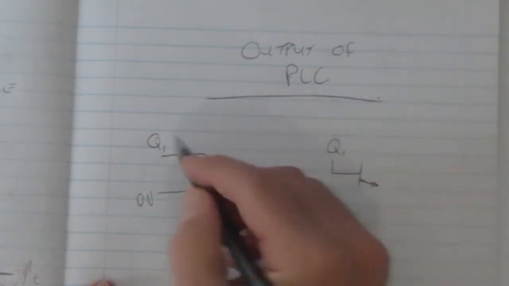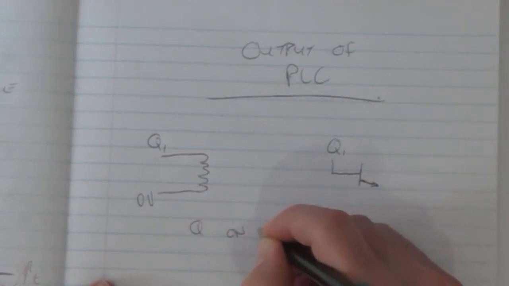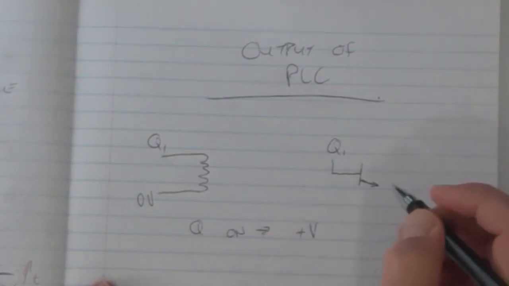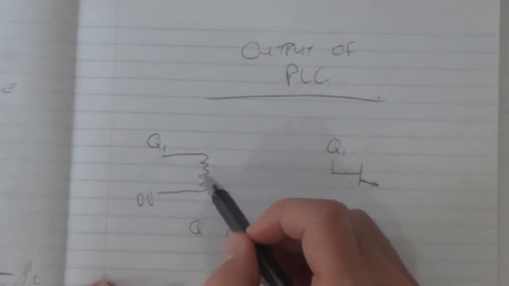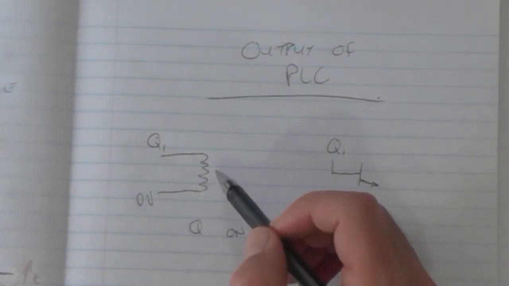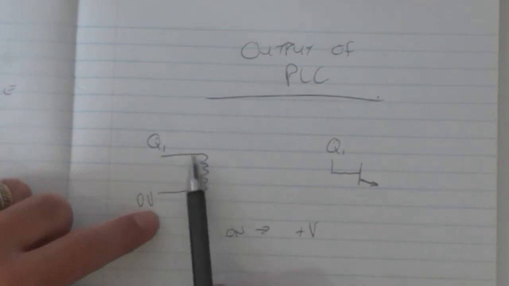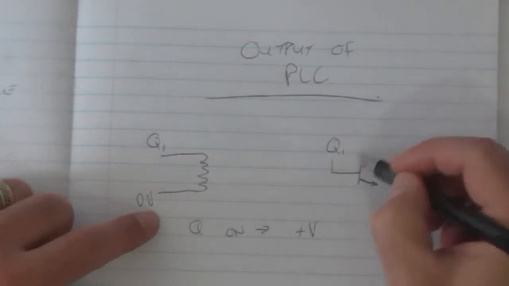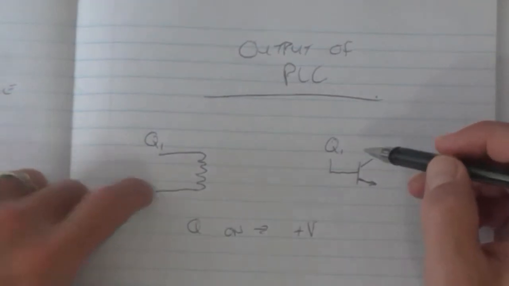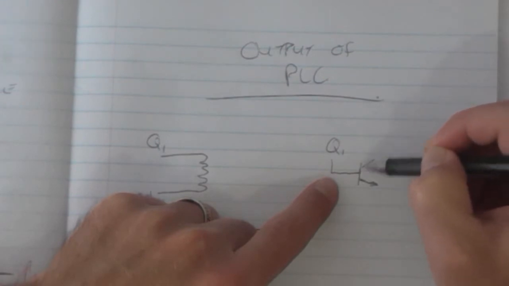Now, when Q switches on, technically what happens is it has a positive supply voltage connected to it. As a result, if it's a coil or a high current PLC output, it will allow for conduction to take place through the coil, which allows the coil to become magnetized. If it is a transistor or a low current output PLC, if we connect a positive on the base of this transistor, that transistor will become conductive.